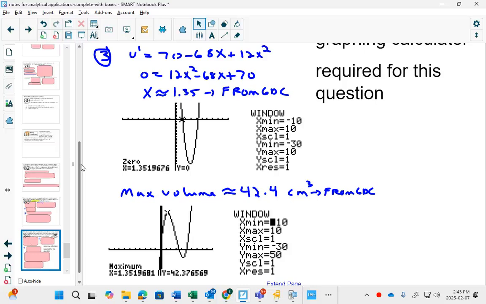What does it say for from? Like the arrow? Okay, this is G for graphing display calculator. Good thing.